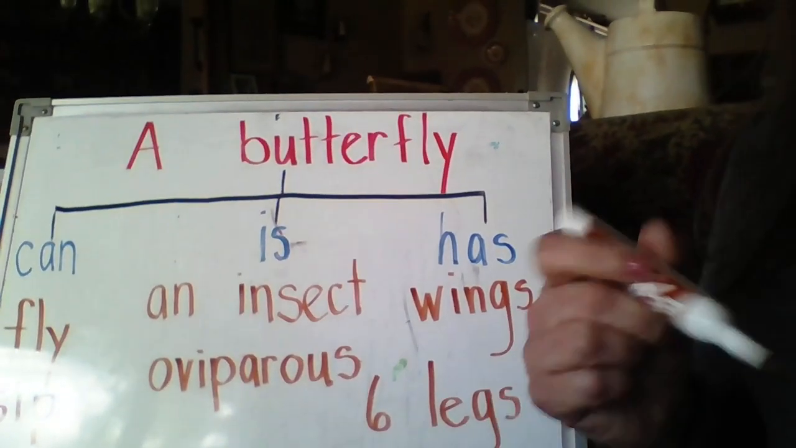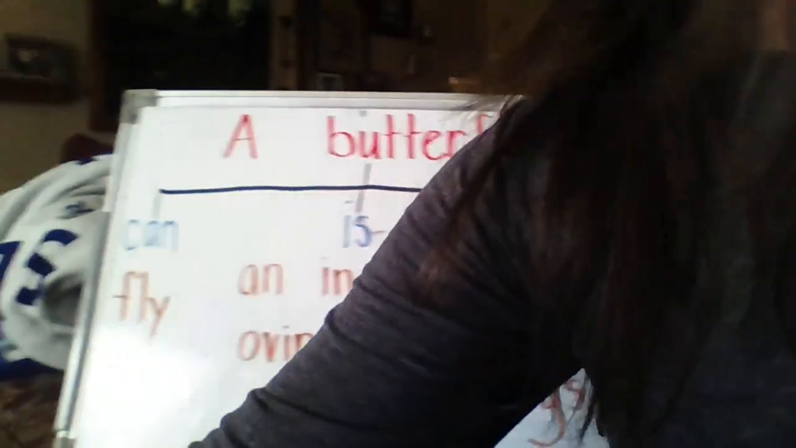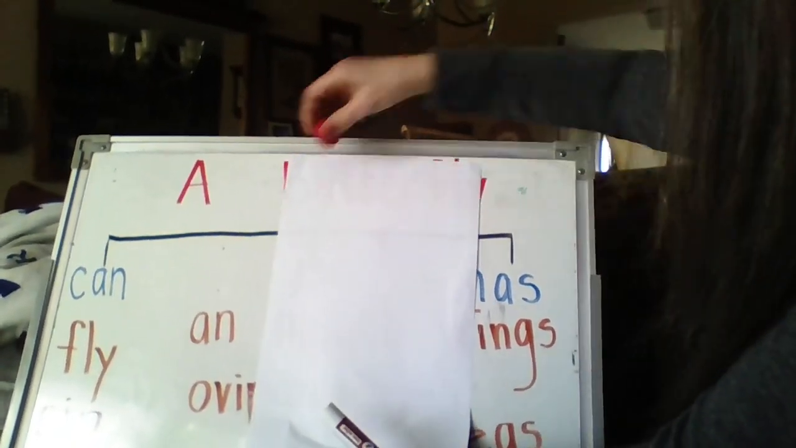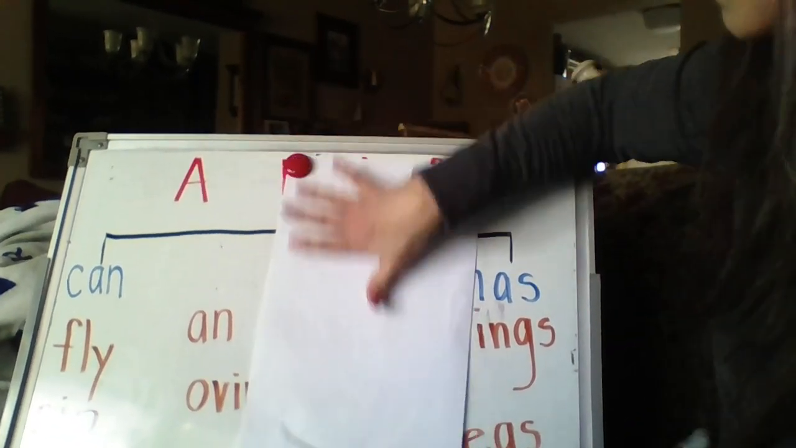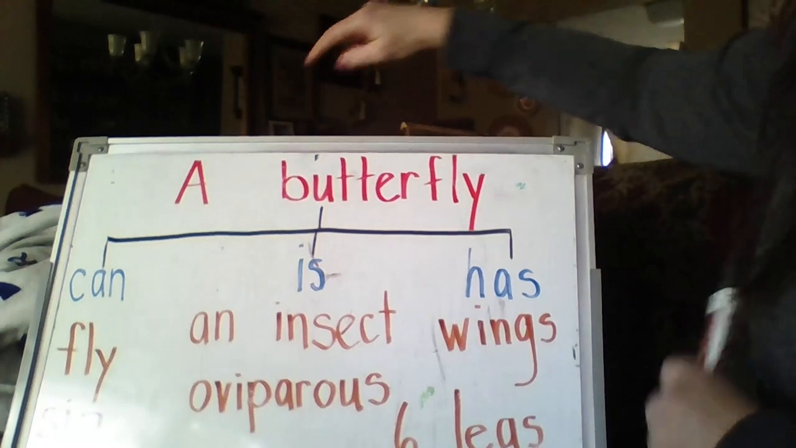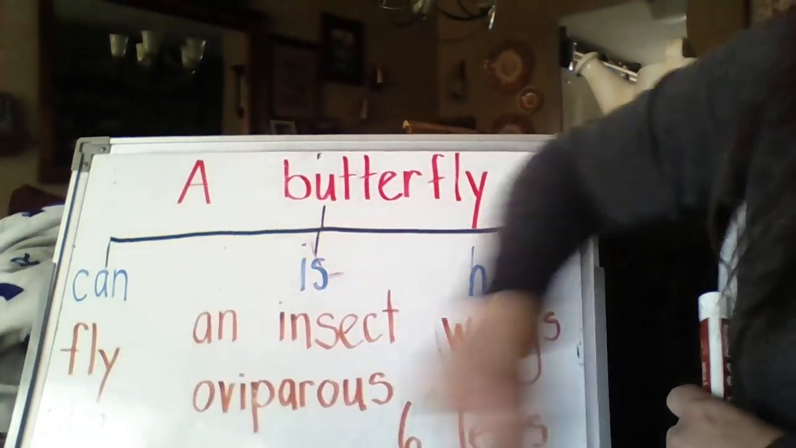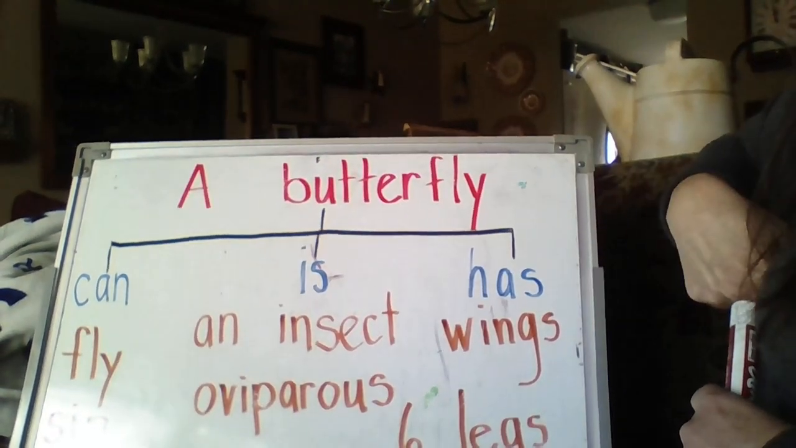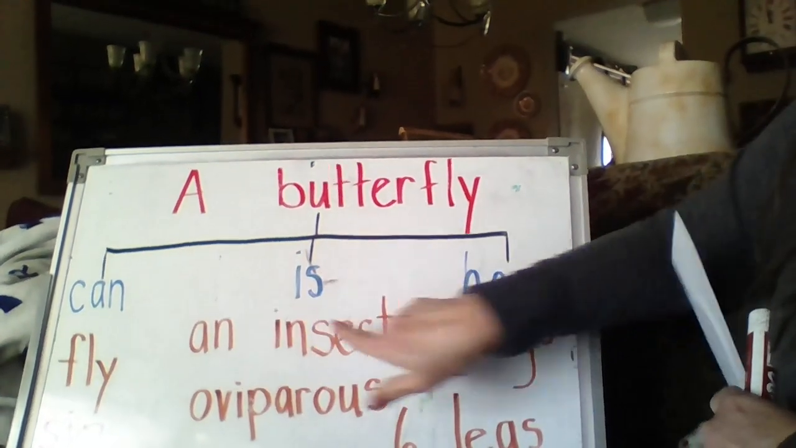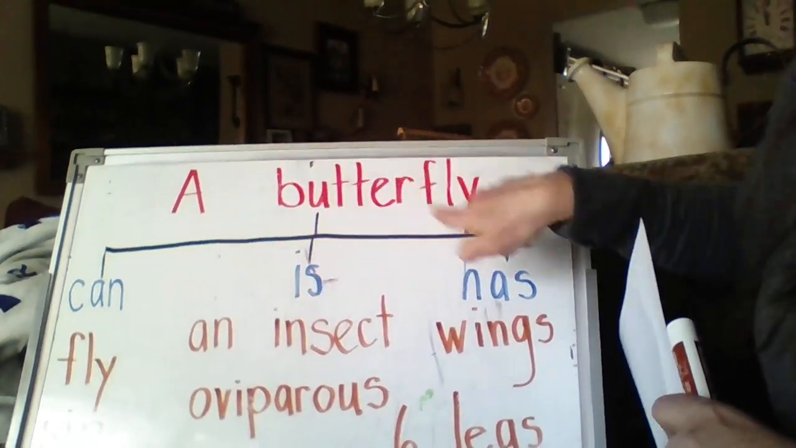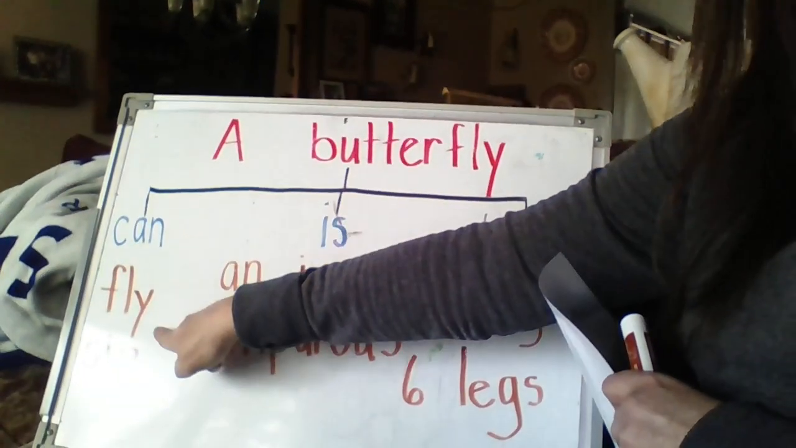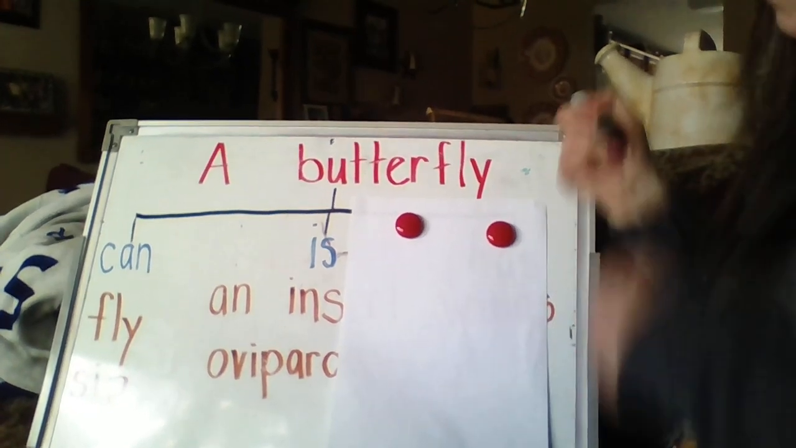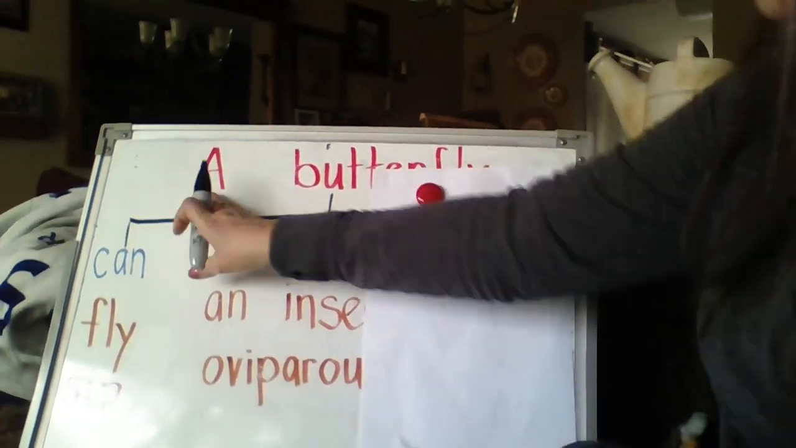Now, this is your job. Your job is going to be to take a blank paper. I'm going to cover it up for a minute. And you are going to pick a sentence. I could do a butterfly can fly. A butterfly has wings. You could make up your own using can, is, or has. I'm going to do a butterfly can sip. So I'm going to put this here, and I'm going to write it near the bottom, so I can really copy it.